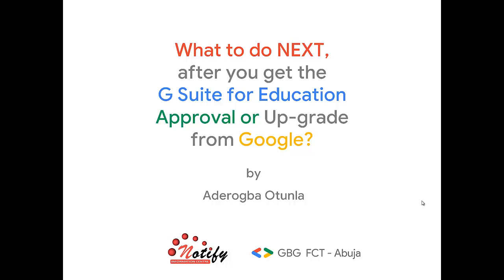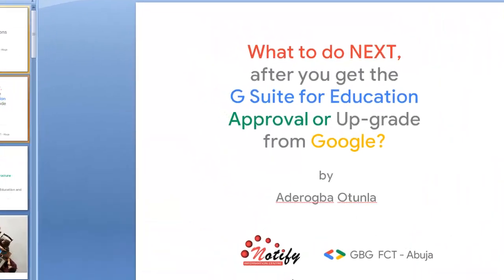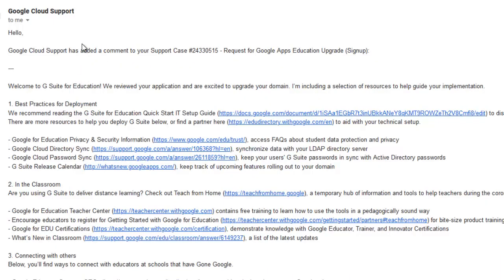So the screencast is about what to do next after you get the GSUIT for education approval or upgrade from Google. What I mean by that is once you sign up, you're going to get an email like this. So let me move down to a PC. This was the one that was sent to me. You're going to have something like, welcome to Google for education, or sorry, GSUIT for education. We reviewed your application and are excited to upgrade your domain. So they give you some resources that are very useful.